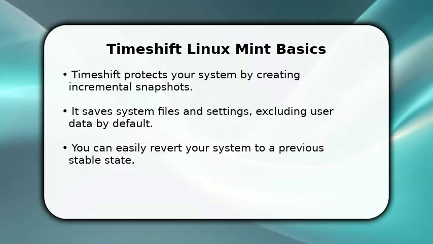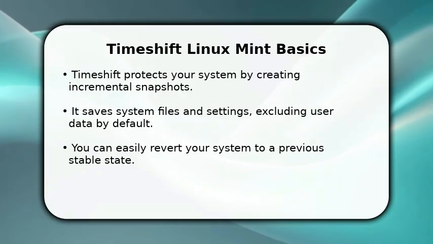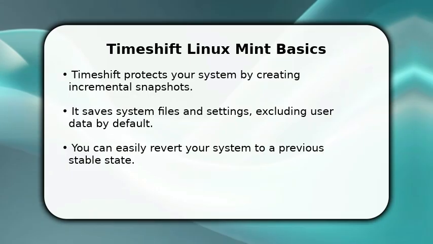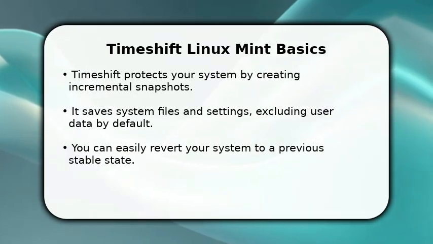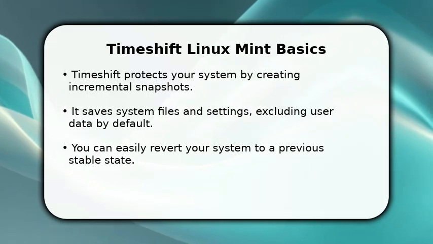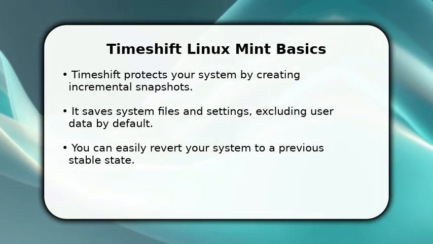In this video, I will explain how to use Timeshift in Linux Mint. First, locate Timeshift in your application's menu and open it. You'll be prompted to choose a snapshot type, rsync or BTRFS. For most users, rsync is the recommended and simpler option.